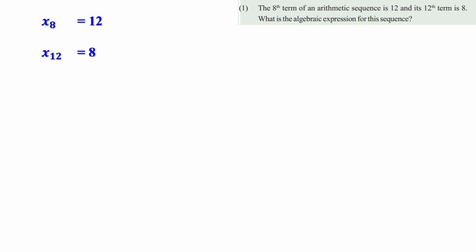We know the common difference is term difference by position difference. That is 12th term minus 8th term by 12 minus 8. Here 12th term is 8, 8th term is 12. So 8 minus 12 by 12 minus 8. 8 minus 12 is minus 4 and 12 minus 8 is 4. So we get minus 4 by 4 and that is equal to minus 1. For all sequences like this, the common difference is always minus 1.